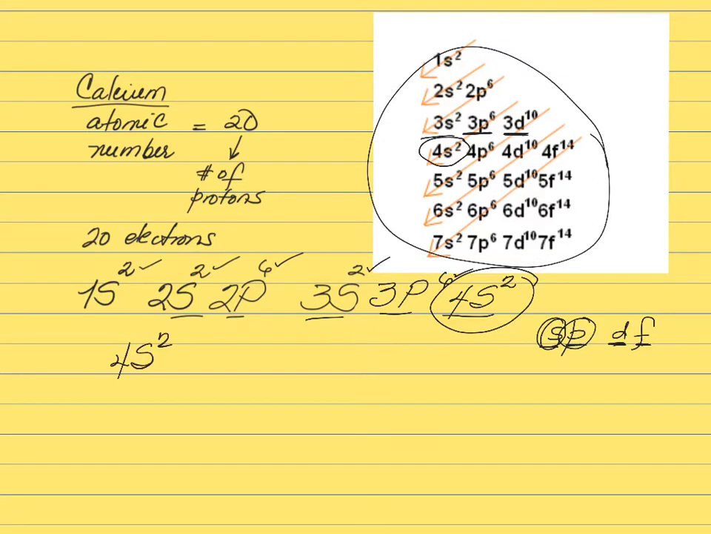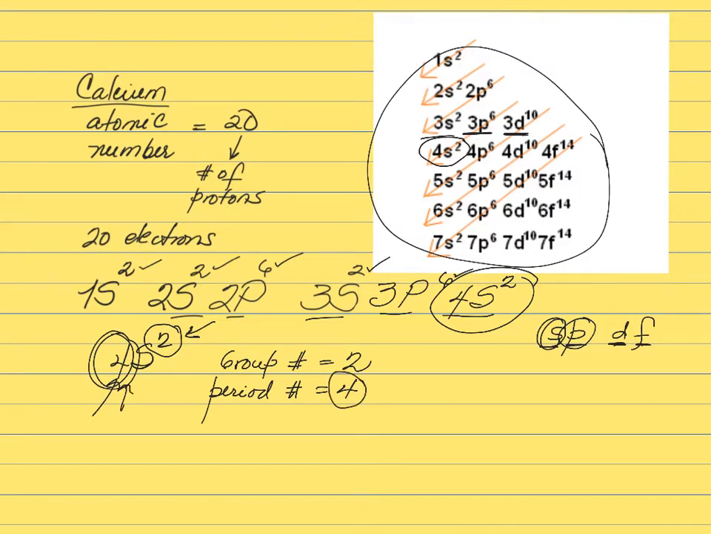4s2. What is the information that you're going to get from there? By looking at the number of electrons in the s orbital, 2, you're going to find the group number. So calcium is located in group 2. The 4 is giving you the level of energy and period number, which is 4. Meaning that calcium is located in period 4, group 2.